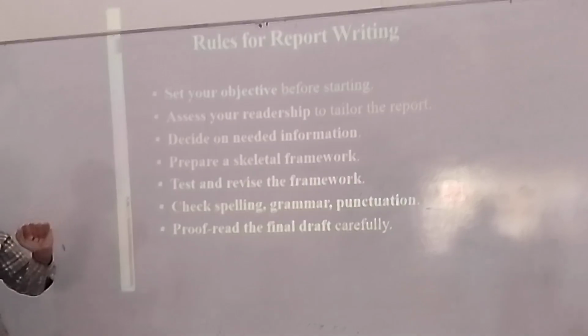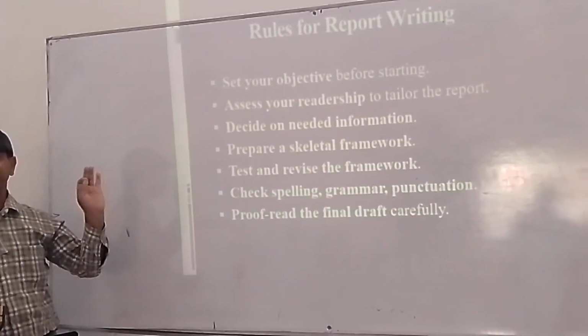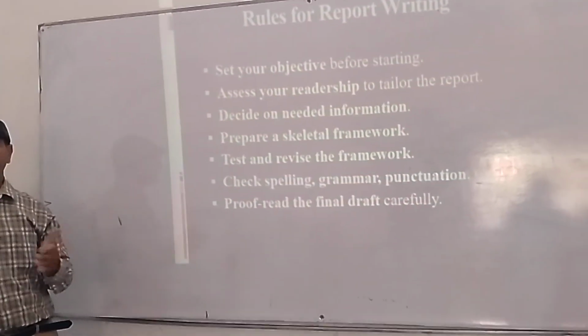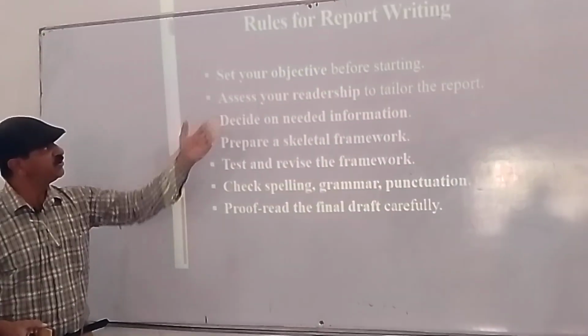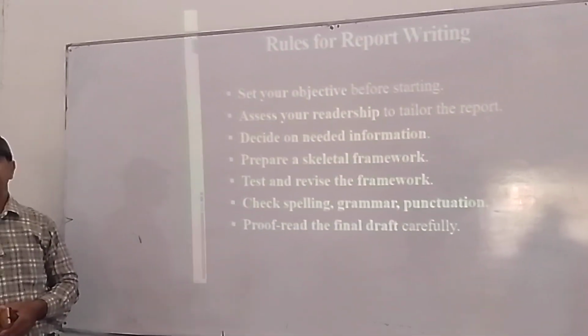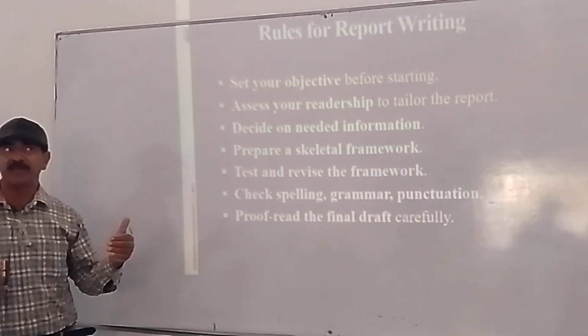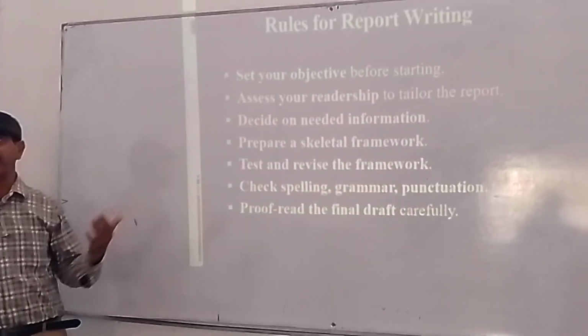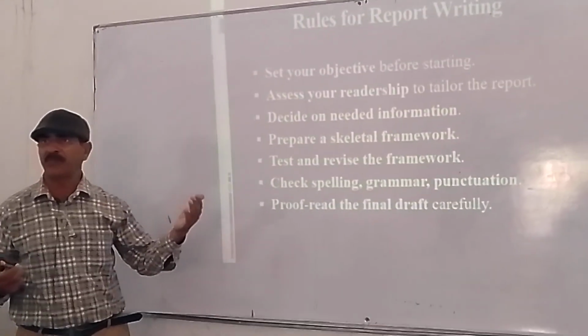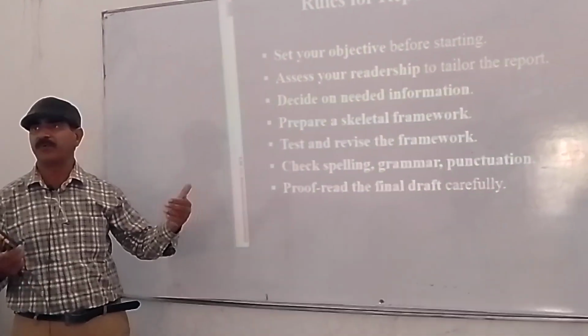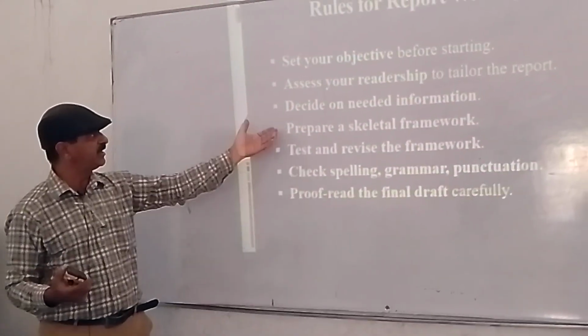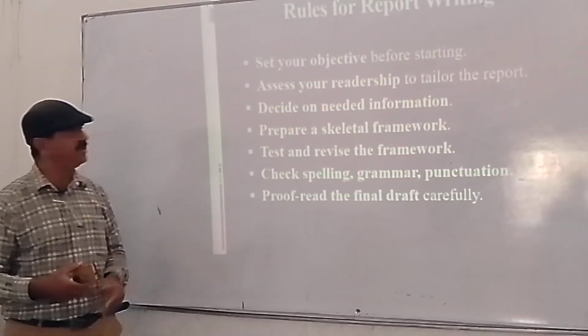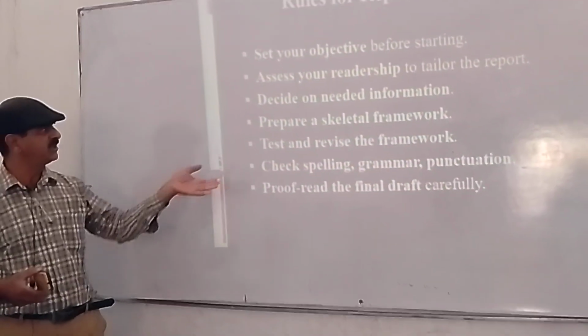Next one, rules for writing a report. Set your objective before starting. Set your goals, set your targets before starting. What do I need to discuss? Next one, assess your readership to tailor the report. So you should judge the readership, what kind of readership you are writing to, and write the report accordingly. If you are writing the report to the principal, you tell the facts, that's it. Decide on needed information. What kind of information is needed?